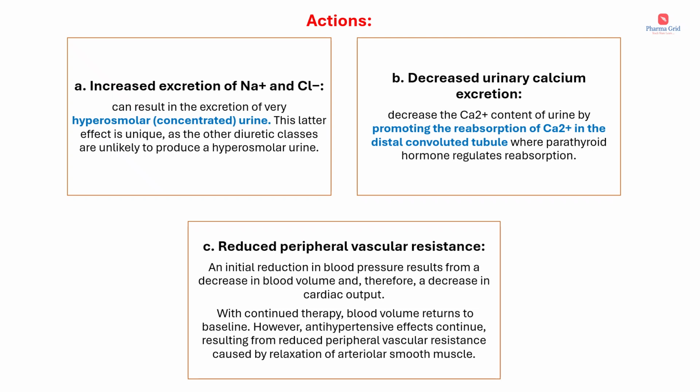And the third action is reduced peripheral vascular resistance. An initial reduction in blood pressure results from a decrease in blood volume and therefore a decrease in cardiac output. So with continued thiazide diuretic therapy, blood volume returns to baseline. However, antihypertensive effects continue, resulting from reduced peripheral vascular resistance caused by relaxation of arteriolar smooth muscle.